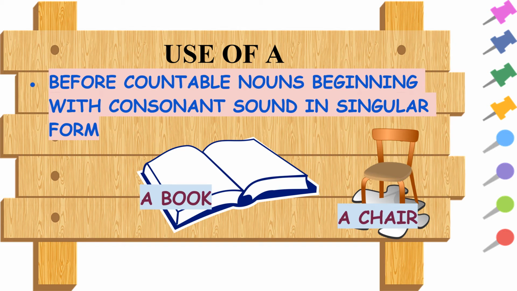For example, a book. Book gives us the sound of b in the starting, so that's why we put a with it. In the other example, a chair. Chair starts with the sound made by two letters together, C and H, and it makes the ch sound. So this also is not giving us a vowel sound, and we are going to put a with it. Let's move to the uses of an now.